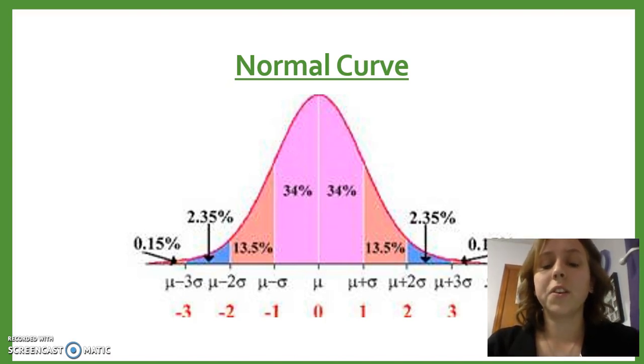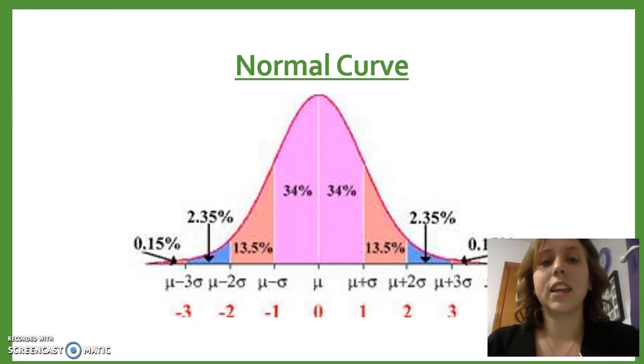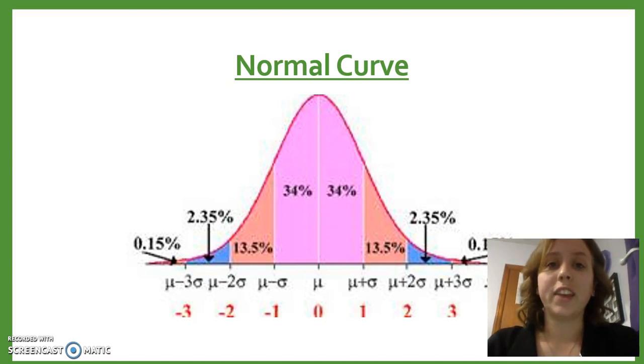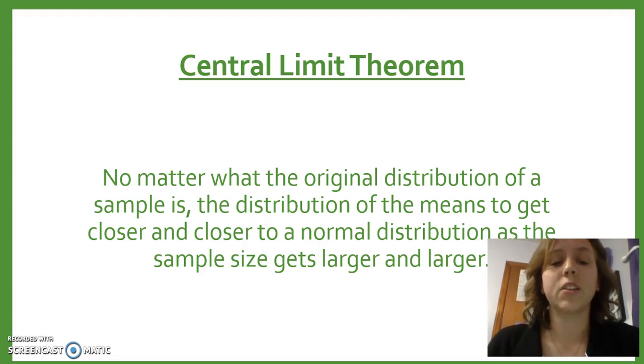Another thing I want to talk about is variance. You square the standard deviation to get your variance. Some questions sometimes ask for variance. Next is the central limit theorem. It also has to do with the normal curve. No matter what the original distribution of a sample is, the distribution of the means gets closer and closer to a normal distribution as the sample size gets larger and larger.